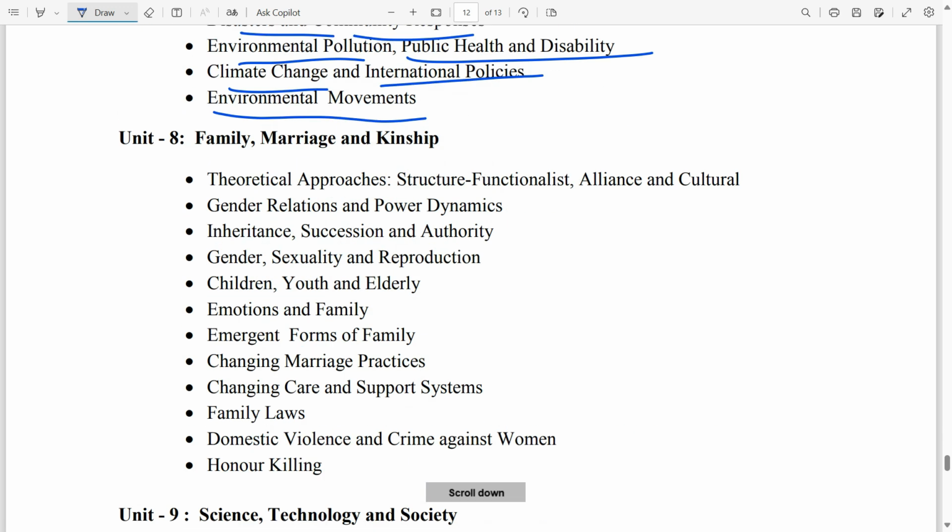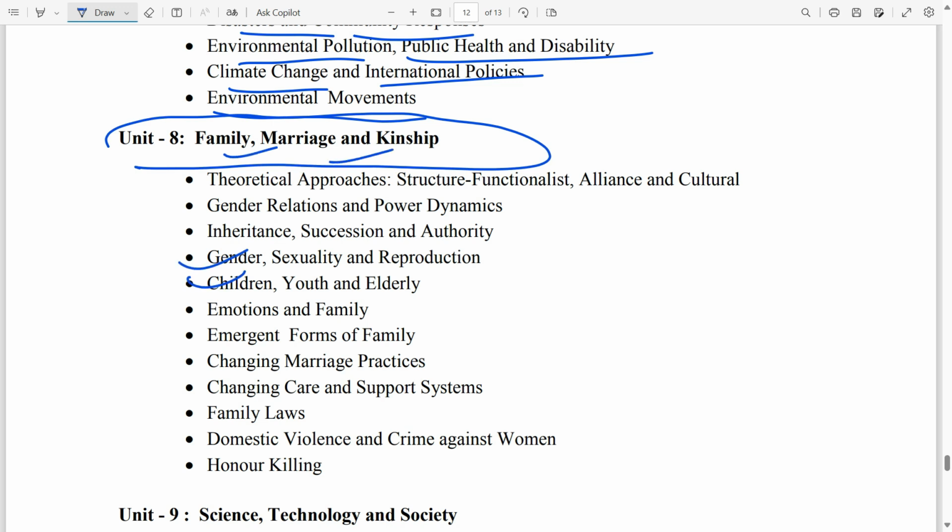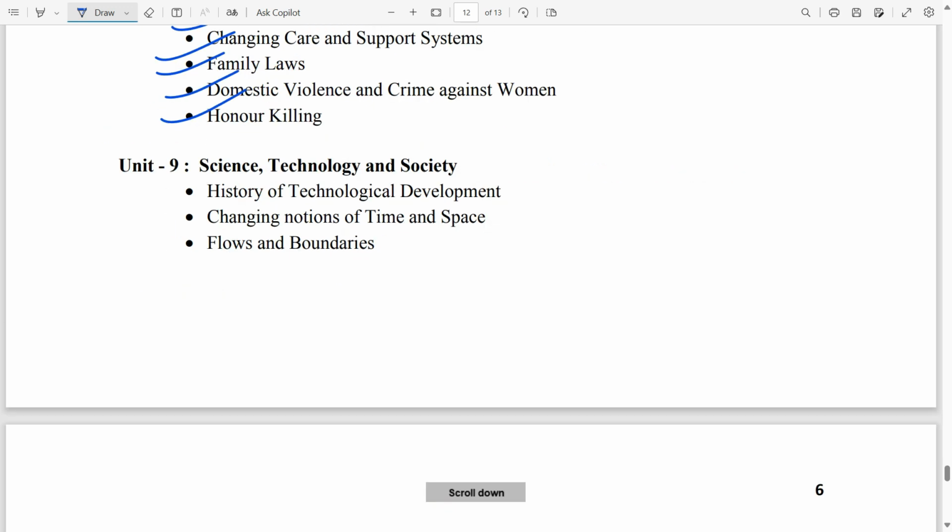Now coming to the next, family, marriage and kinship. They are also social institutions. Here we will learn about what is family, marriage, kinship, children, youth, gender, sexuality, inheritance, succession, gender relations, emotions, family, emergent forms of family, change, marriage practices, family law, domestic violence, crime, honor killing. So these are the different topics here.